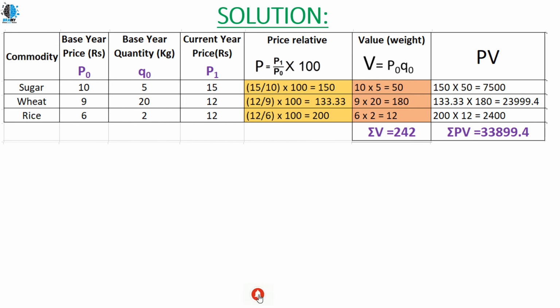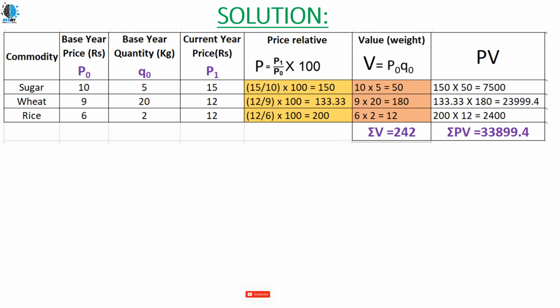So I got the summation V value, P value, price relative, weights, that is V value, and the product of price relative and the weights. So I got the summation as well. So by this, which part is completed? The arithmetic mean part is completed. Next we have to do the calculation for our geometric mean.